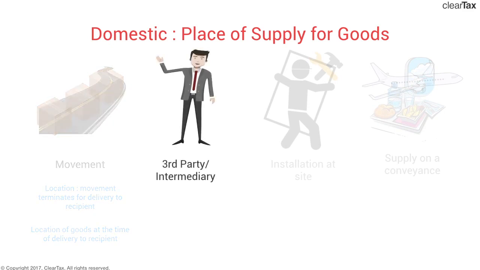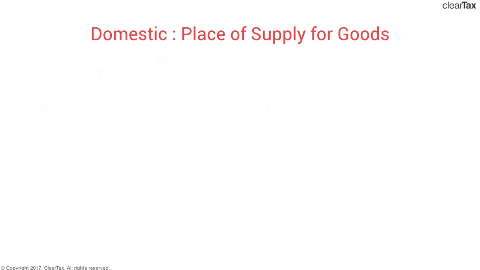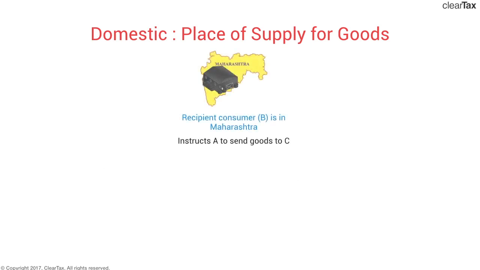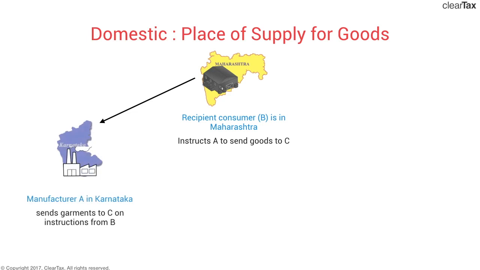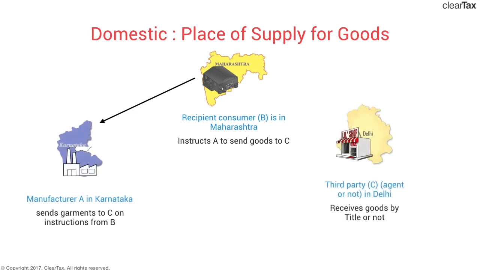Moving on to the second situation of third party or intermediary. Now, what is the situation here? We need to understand this first before we decide the place of supply. Again, let's take up our example. The recipient consumer B is in Maharashtra. The manufacturer A, who's the supplier in our case, is in Karnataka. B instructs A to send goods to C.